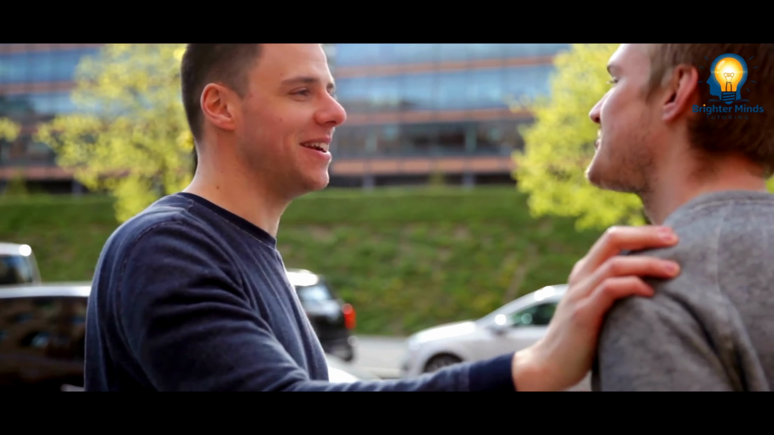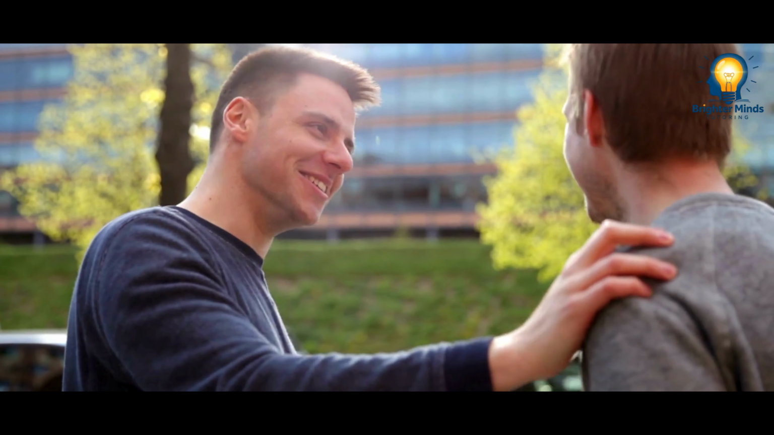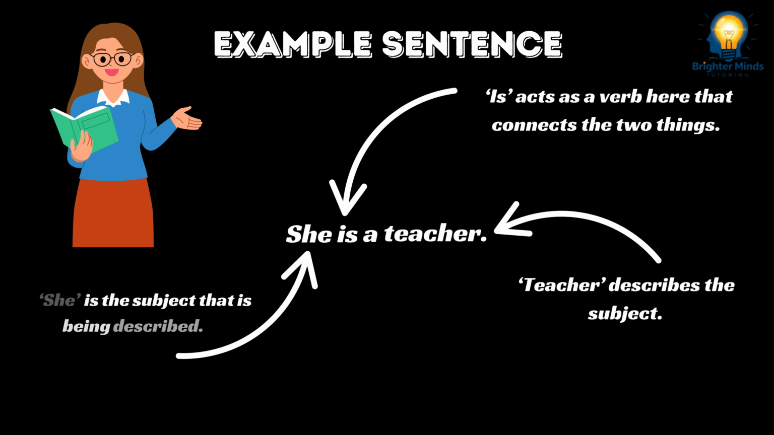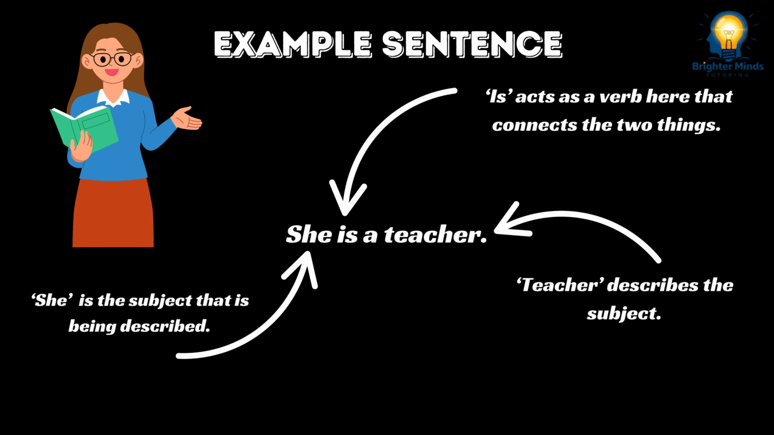Now, not all verbs show action. Some verbs don't describe what's being done. They describe what something is. These are called linking verbs. Linking verbs connect the subject to more information about it. They act as a bridge between the subject and its description or identity. For example, in "she is a teacher," the verb links her to the teacher. It doesn't show action, but it connects two ideas together.